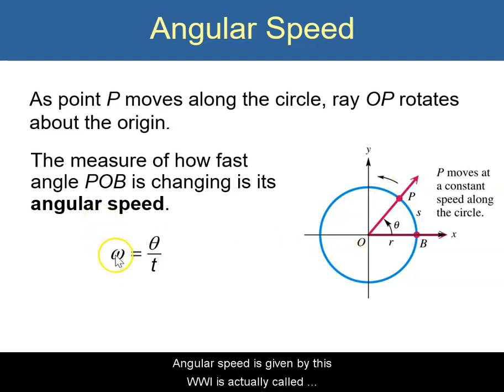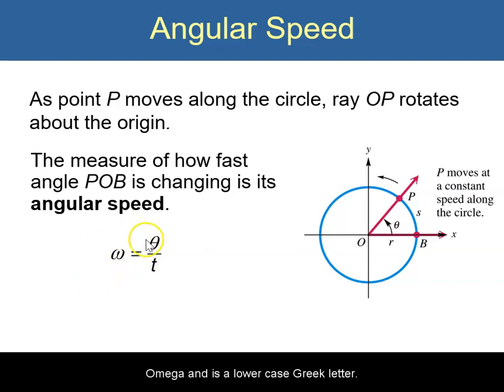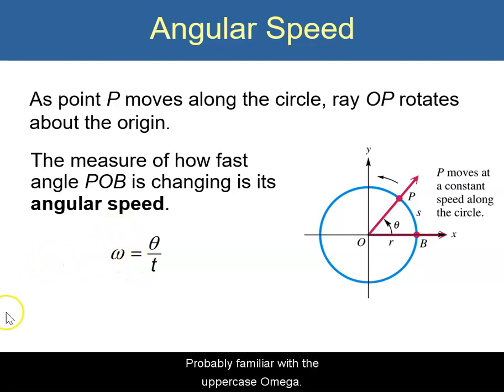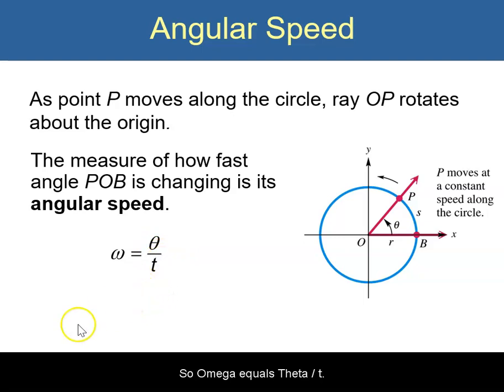Angular speed is given by this W. This W is actually called omega. It is a lowercase Greek letter. You're probably familiar with the uppercase omega. You've probably seen it in things like comic books, and alpha to omega is a biblical saying. This is the lowercase omega. Okay, so omega equals theta divided by t.